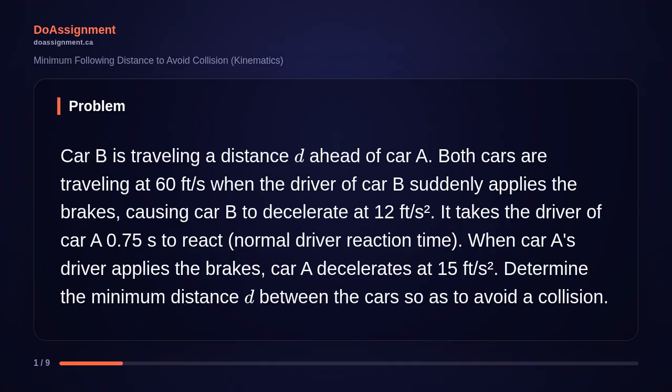Car B is traveling a distance d ahead of car A. Both cars are traveling at 60 feet per second when the driver of car B suddenly applies the brakes, causing car B to decelerate at 12 feet per second squared.